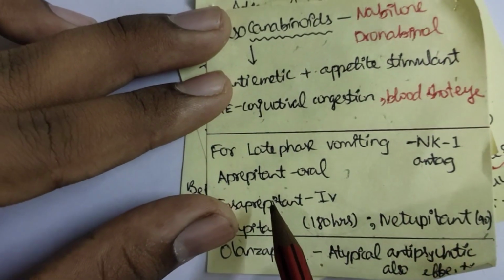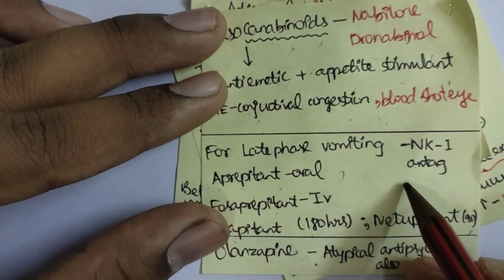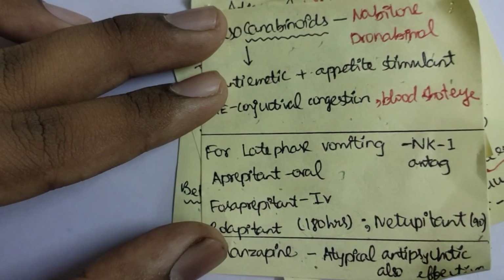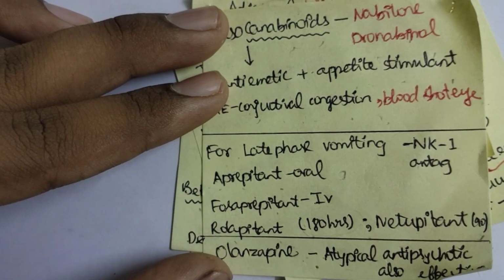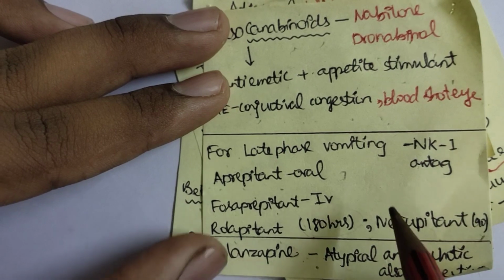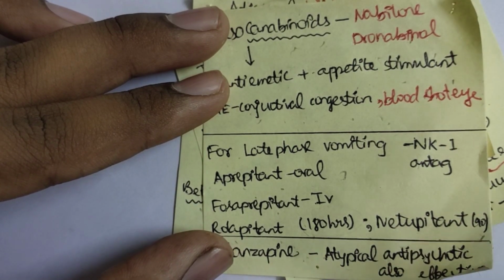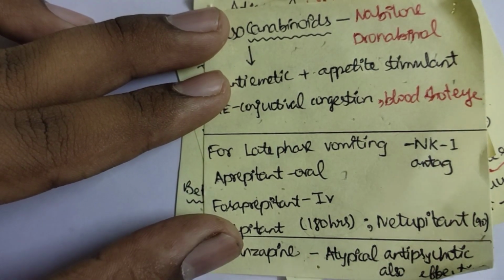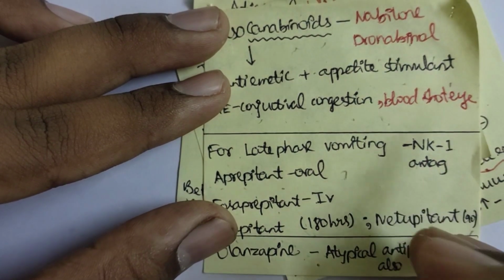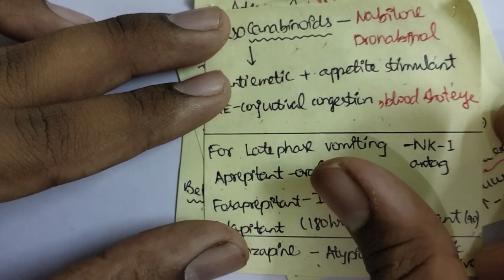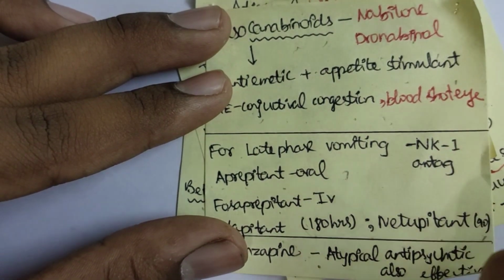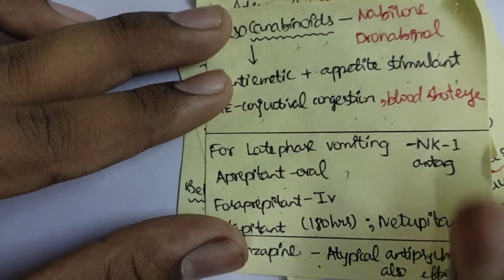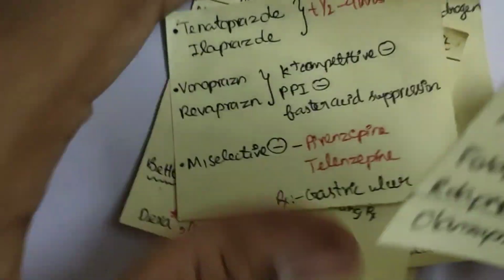For the late phase vomiting, we can use NK1 antagonists like aprepitant, fosaprepitant, rolapitant and netupitant. Antipsychotic agent like olanzapine is also effective as an antiemetic drug. So it has an extra action like functioning as an antiemetic. So the antiemetic comes to an end.